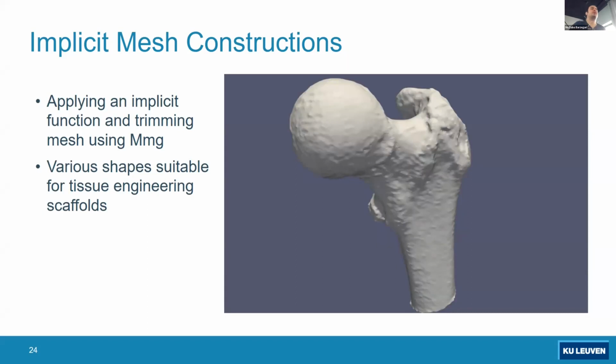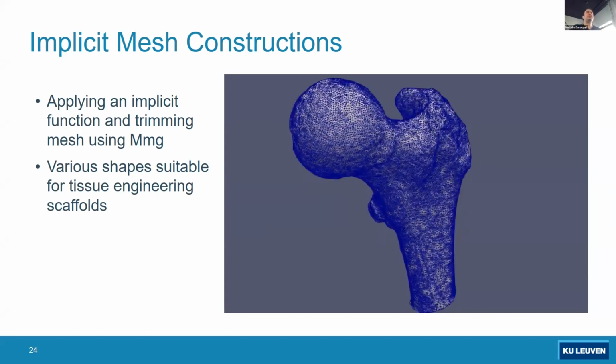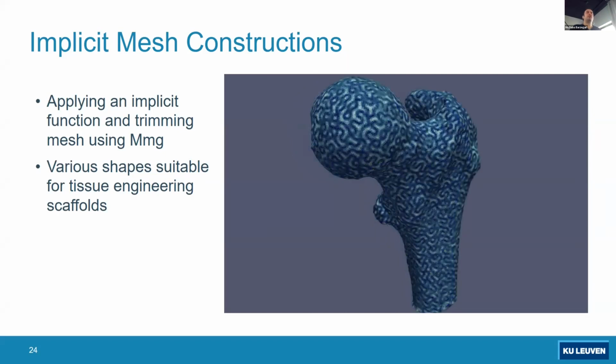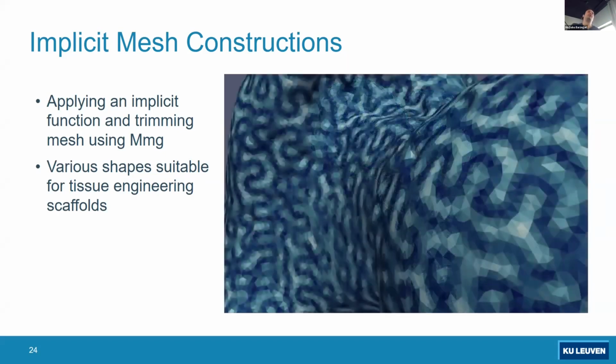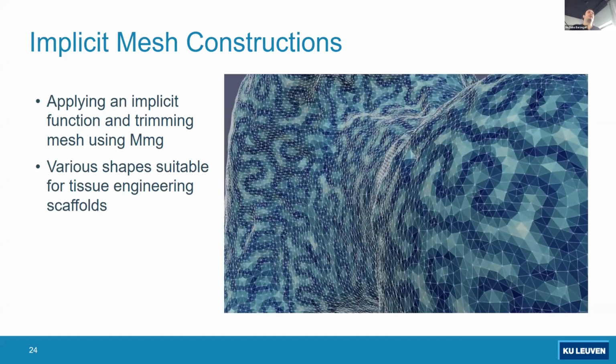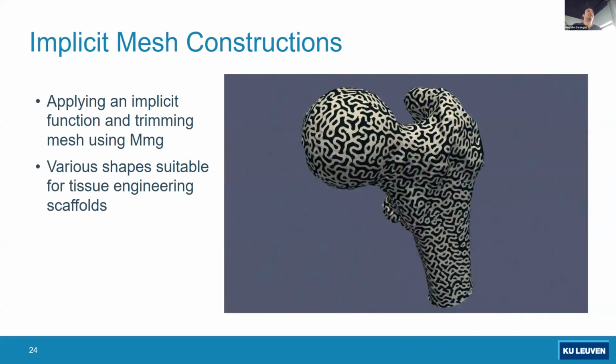In this case, the geometry is just something random, it's just a bone. So we mesh it with FreeFEM, and then we apply an implicit function, and then we ask, for example, MMG or TetGen plugins to separate, to split a mesh for us and remesh it.